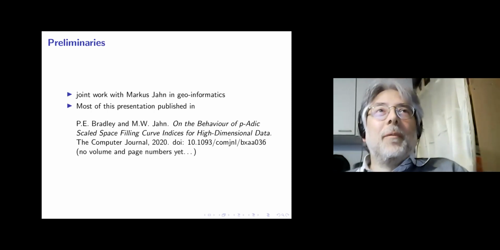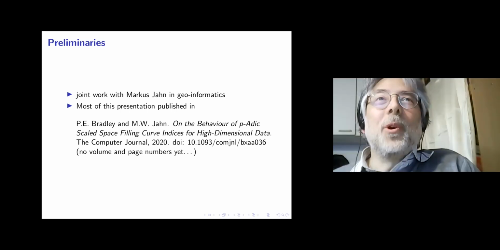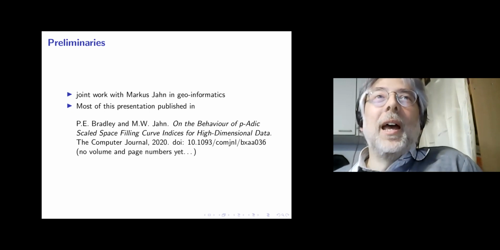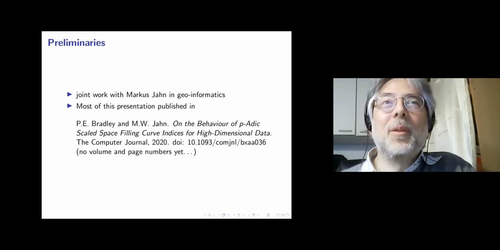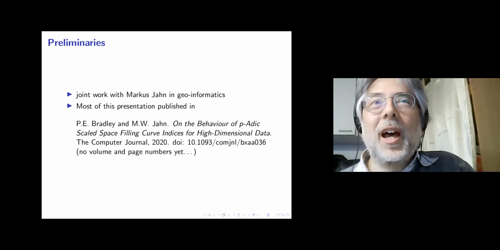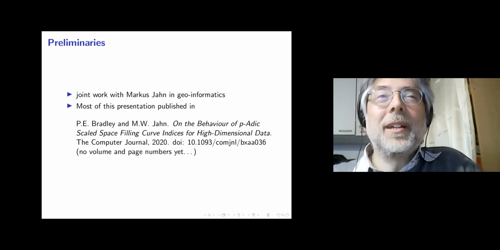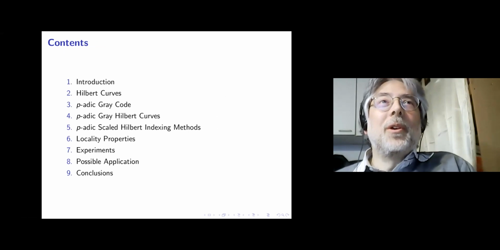And well, this will be about space filling curves. This is a joint work with Markus Jahn, who works in geoinformatics. And most of what I'm talking about today is published in this paper from last year in the Computer Journal, which somehow still does not have a volume and a page number. They seem to be slow on that, I guess. But anyway, let's start with the contents.